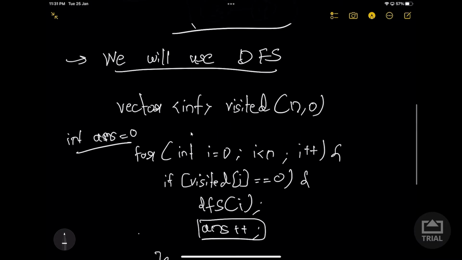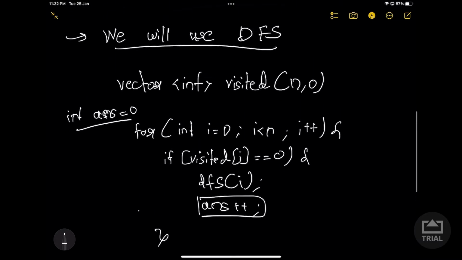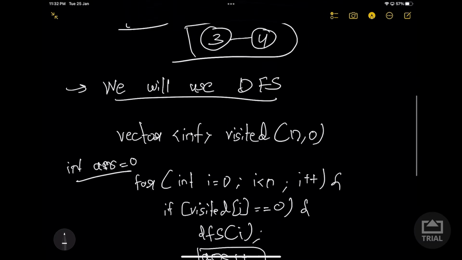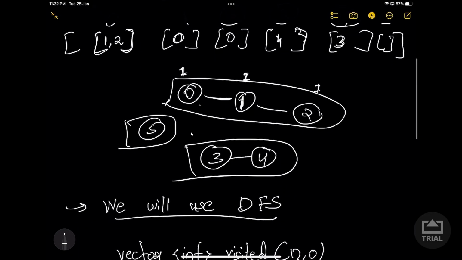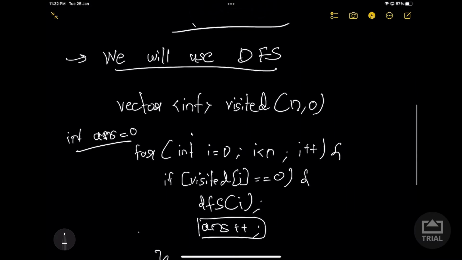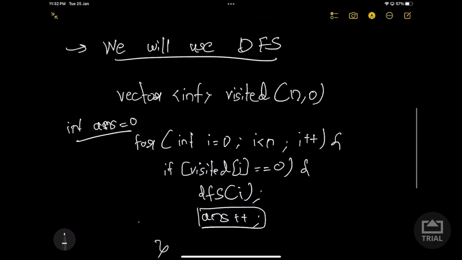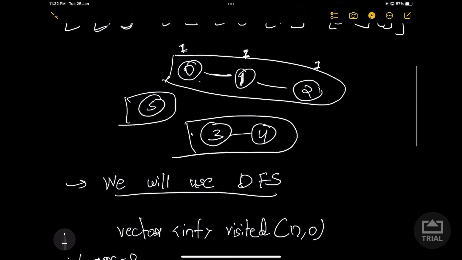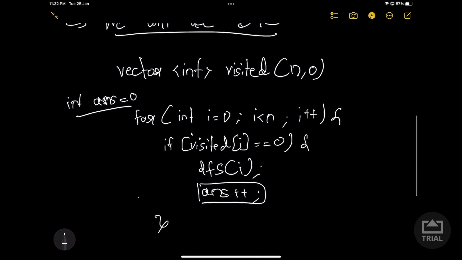And similarly our loop will now proceed to 1, and we will check if visited of 1 is equal to 0. It's not, visited is already 1, which depicts that this node is already processed. We have taken this node in a group, so we don't have to apply DFS to it again. So our loop will go to 2. 2 is also already processed. So we will now go to 3.